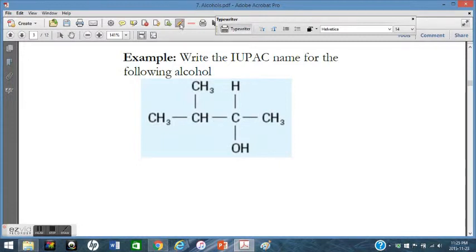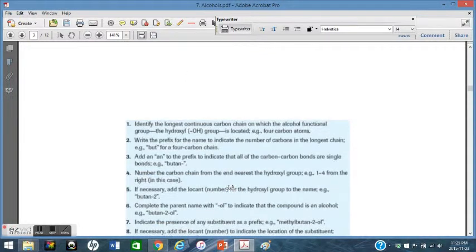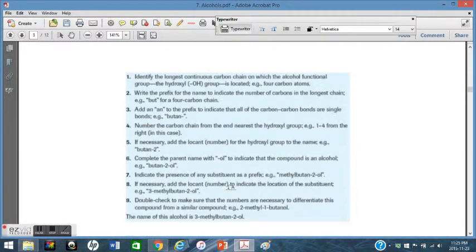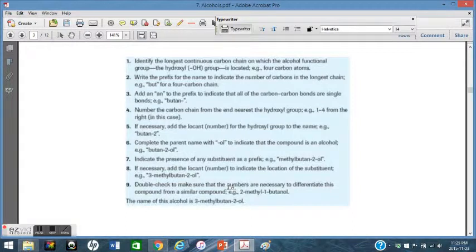Okay, here's another one. Let's name this guy. Alright, so pause it, give it a try. This is going to be 3-methylbutan-2-ol. Okay, here's a little bit more precise set of rules. You can read through that.